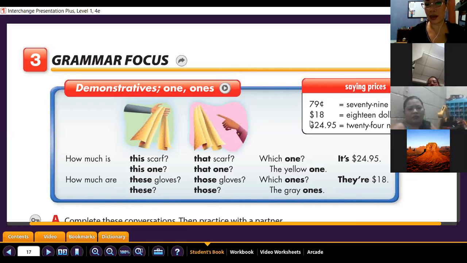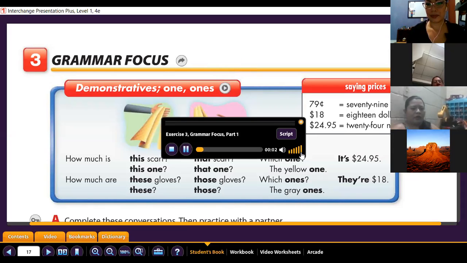El signo de dólar ya lo conocemos y se pone antes de la cantidad en números, $18. Y luego cuando estamos diciendo el precio es 24, la primera cantidad se refiere a los dólares y la segunda a los centavos. No es necesario decir cents. 24.95. Let's listen.